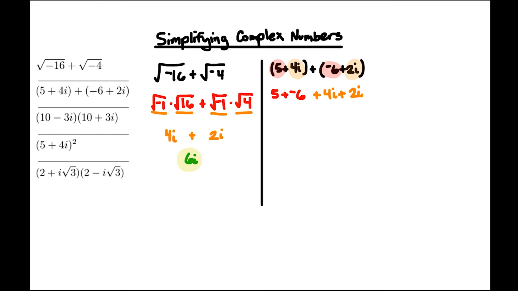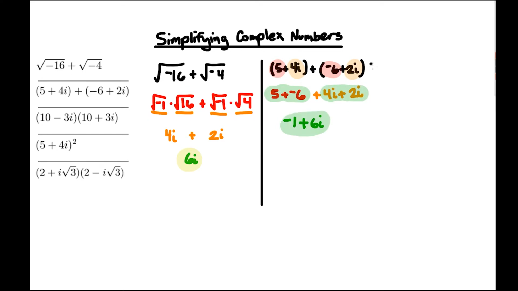Okay. From here, I'm going to combine this section right here to get negative 1. Then I'm going to combine this right here to get 6i. So you end up with negative 1 plus 6i for the final answer. Let's move on to the next one.